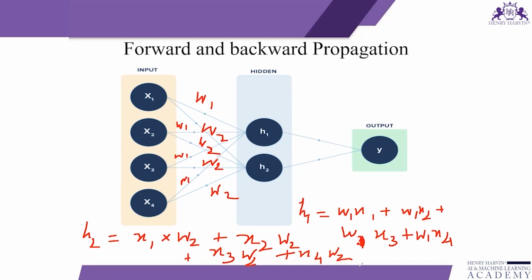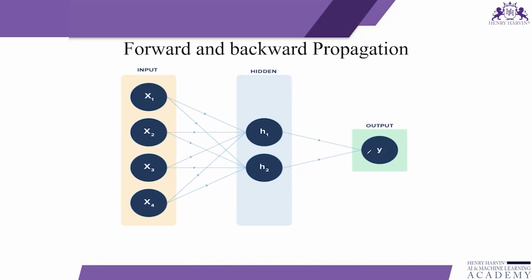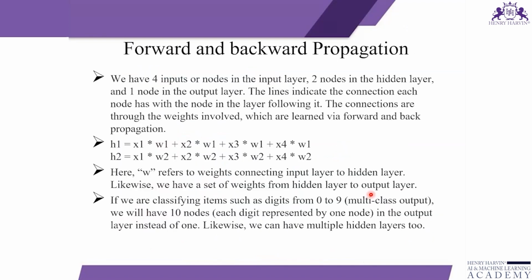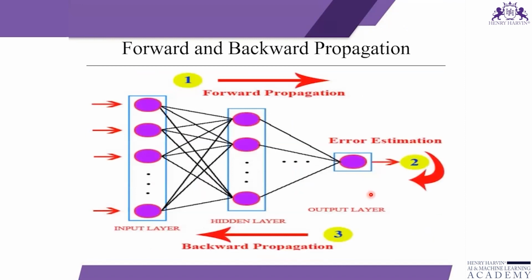Okay. So in case we are tasked to classify items such as digits from 0 to 9, right? In that case, we will have 10 nodes. Each digit is represented by one node in the output layer instead of one, right? So hope it is clear to you, right? The same points are given over here. So this is the visual representation of forward and backward propagation. There is an input layer and you can see one hidden layer over there.